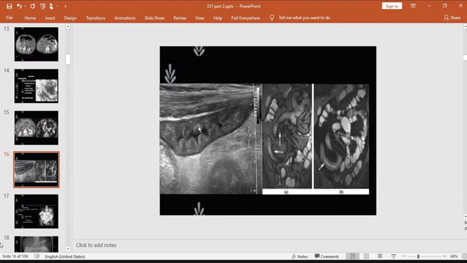Increased wall thickness and abnormal mucosal pattern are also detected by ultrasound, thick hypoechoic wall, and by MRI there is also increased thickening of the wall with narrow lumen. This is part of the terminal ileum, lumen and increased wall thickness.